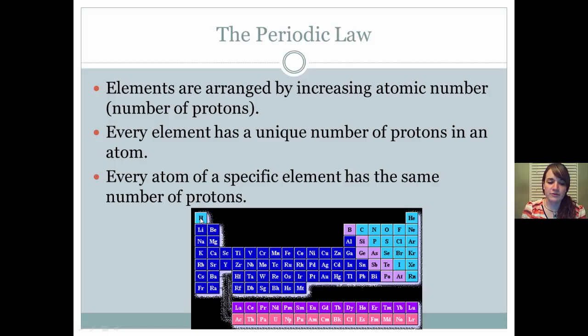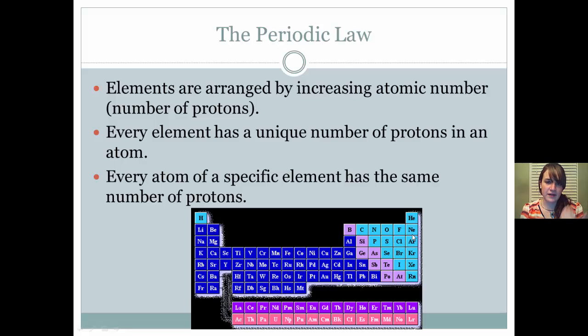If we start all the way over here, hydrogen has an atomic number of 1, which tells us, if you remember, it has 1 proton. Next, we have helium with 2, lithium with 3, beryllium with 4, 5, 6, 7, 8, 9, 10, and so on. So they go in increasing number. And each element has a unique number of protons. That's how we define an element. We define it by how many protons it has.